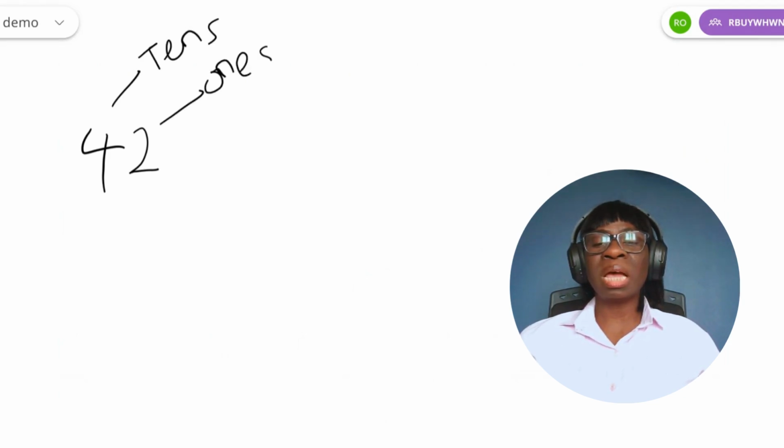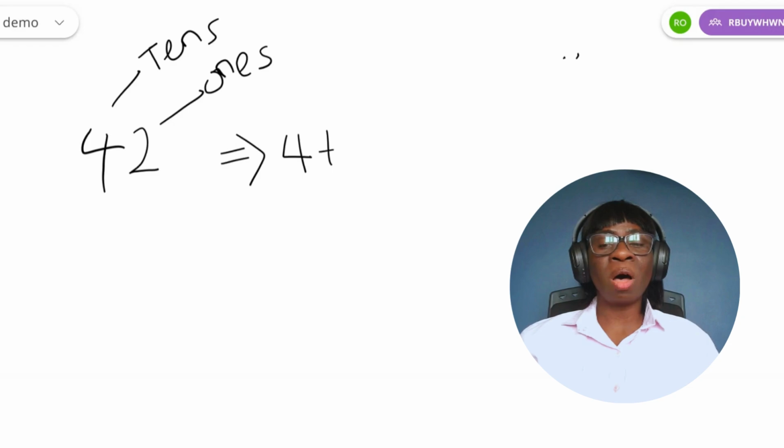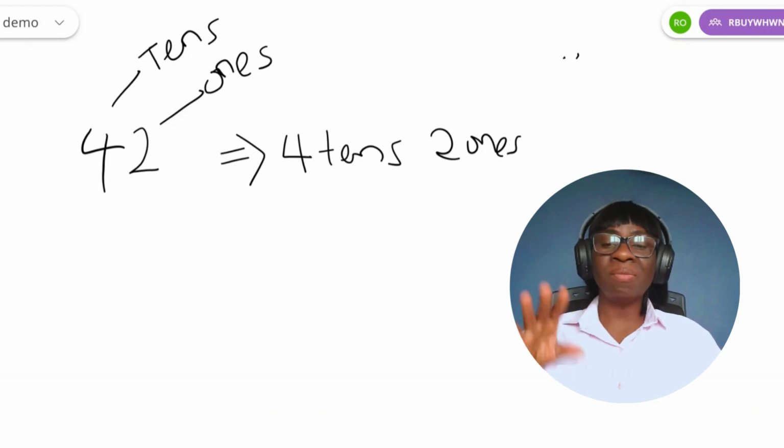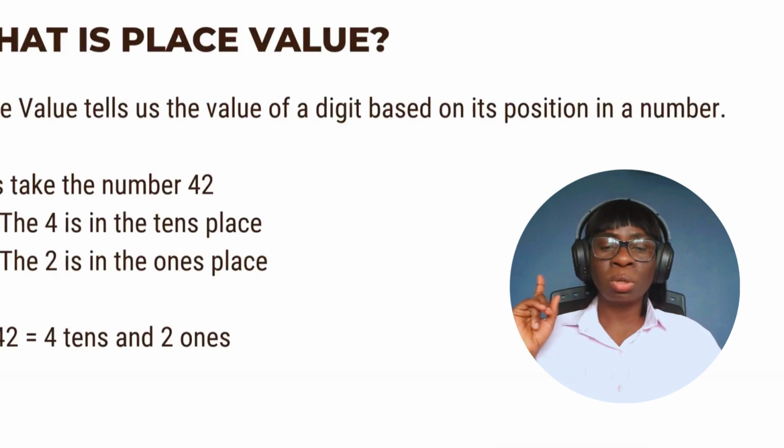So whenever you see any two-digit number, just know that the one at the right is the ones, and the one at the left is the tens. So for 42 now, that means we have 4 tens and then we have 2 ones. We have 10 in 4 places, and then we have 1 in 2 places.